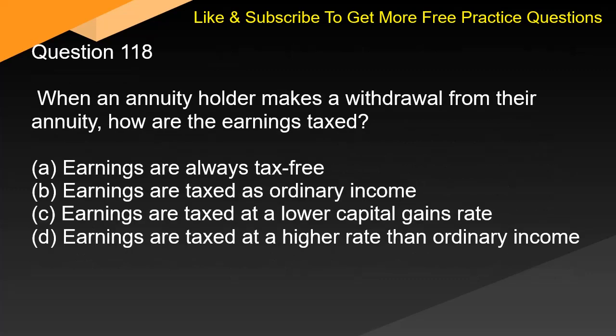Question 118. When an annuity holder makes a withdrawal from their annuity, how are the earnings taxed? A. Earnings are always tax-free. B. Earnings are taxed as ordinary income. C. Earnings are taxed at a lower capital gains rate. D. Earnings are taxed at a higher rate than ordinary income.